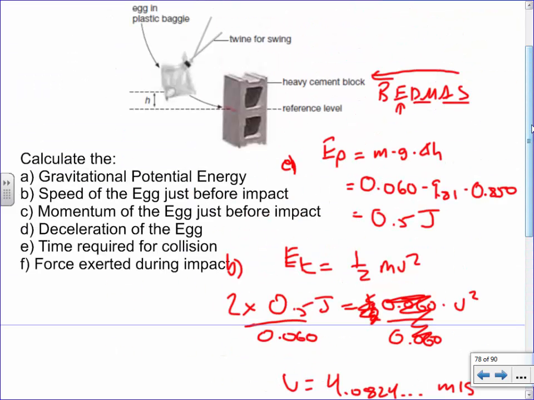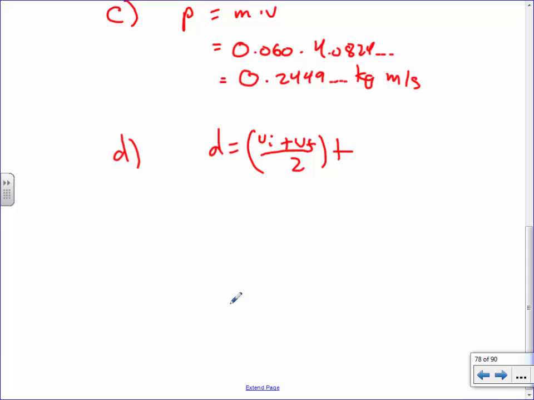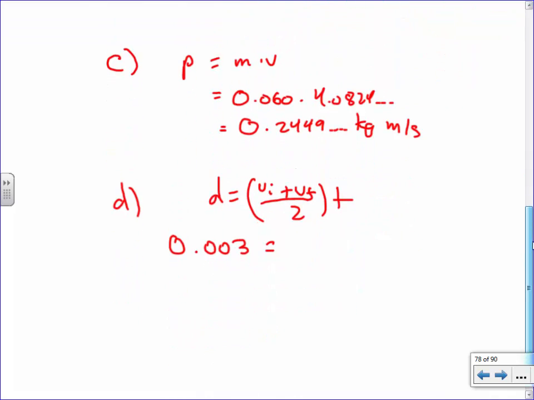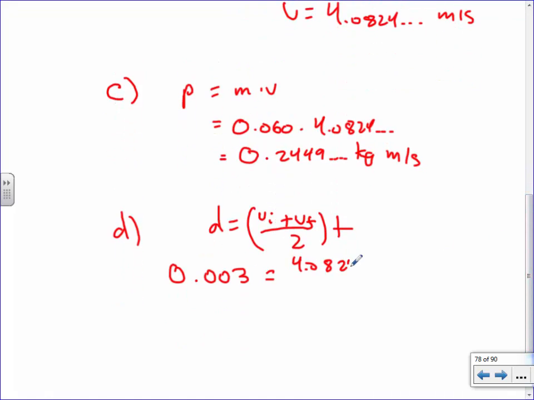And then the other number that I gave you, back up to the original question here, says the block moved back 3 millimeters. Well, now that I know the thing crashed into the block and it just wavered a little bit, that gives me the distance. Except the distance has to be in meters. So it'll look like this. 3 millimeters is 0.003 meters. And then, there's some numbers here. Velocity initial would have been like 4.0824. Velocity final was 0.